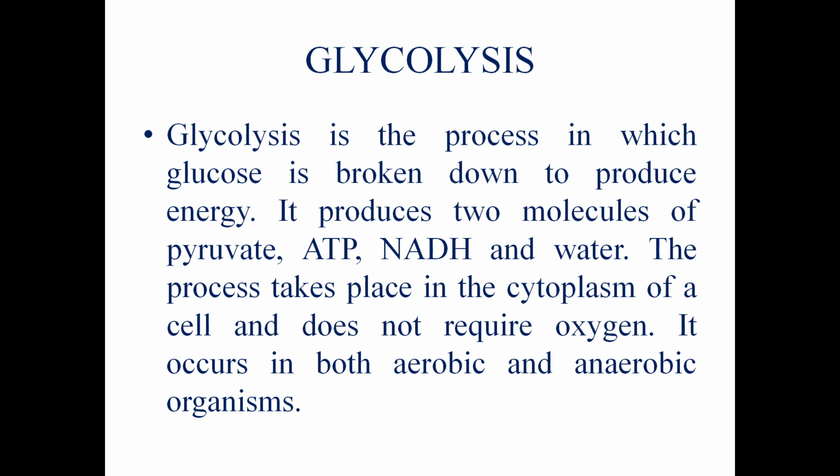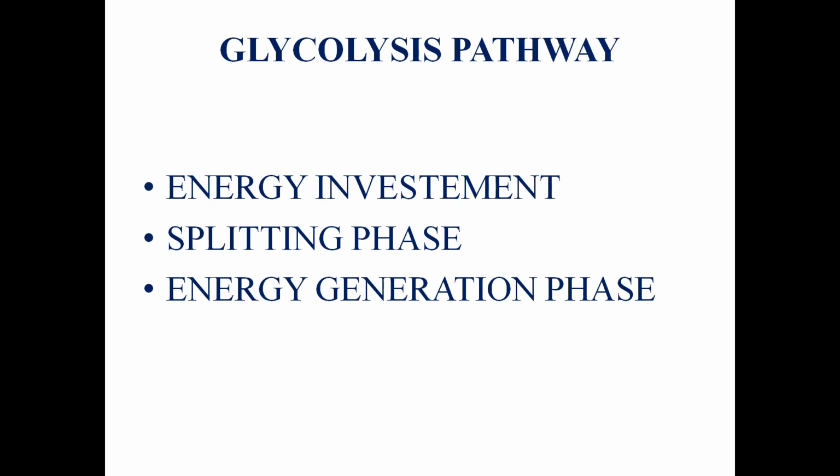Glycolysis is the process in which glucose is broken down to produce energy. It produces two molecules of pyruvate, ATP, NADH and water. The process takes place in the cytoplasm of the cell and does not require oxygen. It occurs in both aerobic and anaerobic organisms. Glycolysis is defined as a sequence of reactions converting glucose to pyruvate or lactate with the production of ATP. Glycolysis takes place in all the cells of the body. The enzymes of this pathway are present in the cytosolic fraction of the cells.